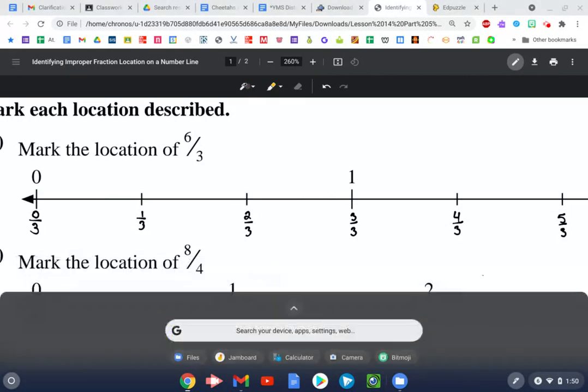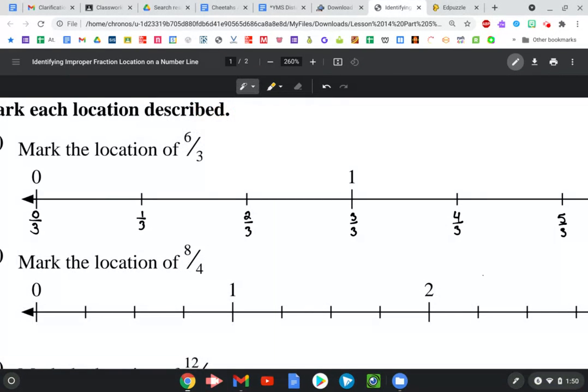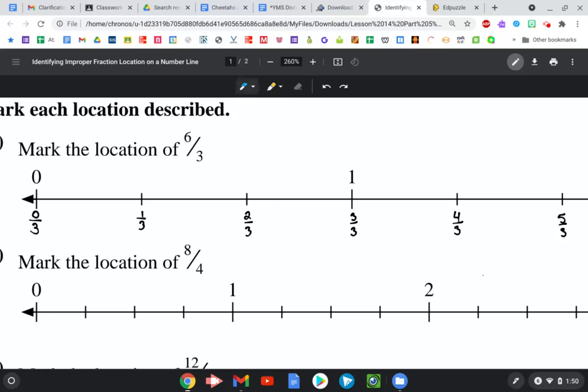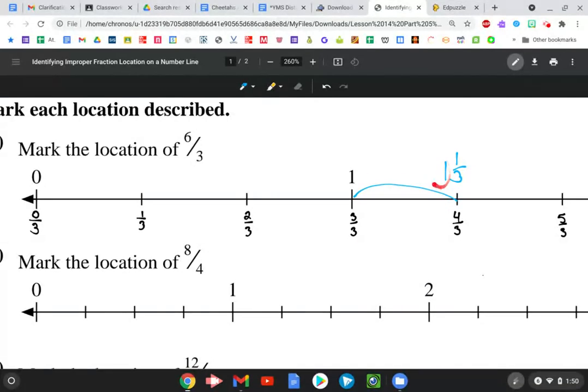I'll use a different color for that. Let's use blue. We can say this is 1 and one more third. So it's 1 and a third. So now we have a number that has a whole number part and a fraction part. And it counts up 1 whole plus 1 third is 1 and a third.